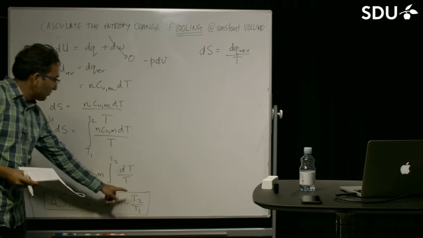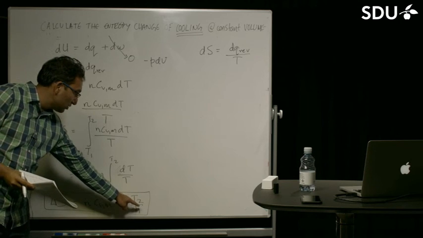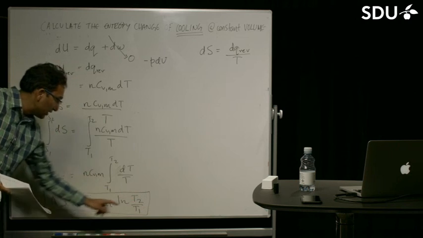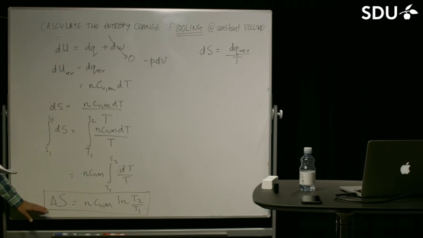Now remember that if the system is being cooled, then T2 is smaller than T1, which means that this number is negative and the change in entropy of the system is negative. But this doesn't violate the second law, because the entropy of the surroundings will increase at the same time.